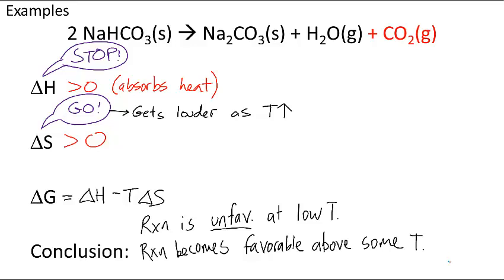So delta H is a number, delta S is a number. They stay the same as temperature changes. It just happens that the delta S term gets bigger and bigger because you're multiplying by temperature. Delta H does not get smaller. Delta H stays the same. Delta S is not bigger. T times delta S gets bigger as you increase the temperature.